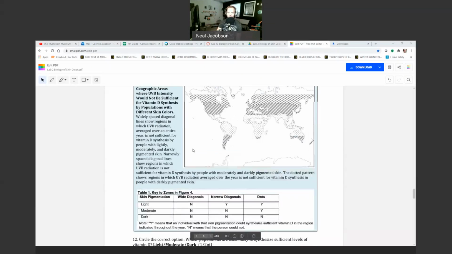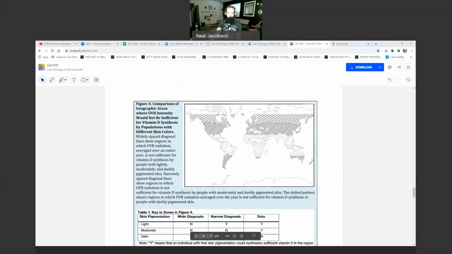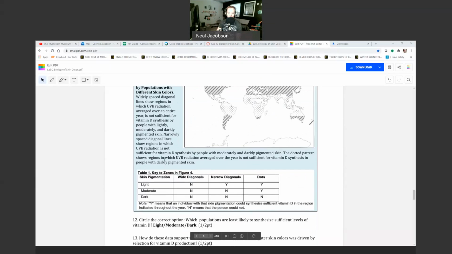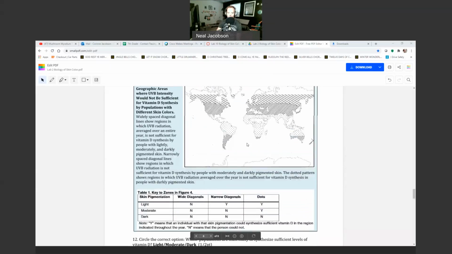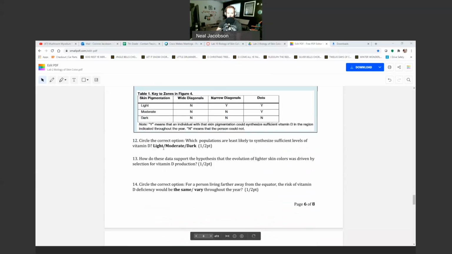It took me a while to untangle what's going on in that particular figure, but that's exactly it. All right, so what's the correct option? Which populations are least likely to synthesize sufficient levels of vitamin D? Well, which one of these populations has an N for all of them? How did these data support the hypothesis that evolution of lighter skin colors was driven by selection for vitamin D production? Well, the further away from the equator you get, the lighter your skin color is.